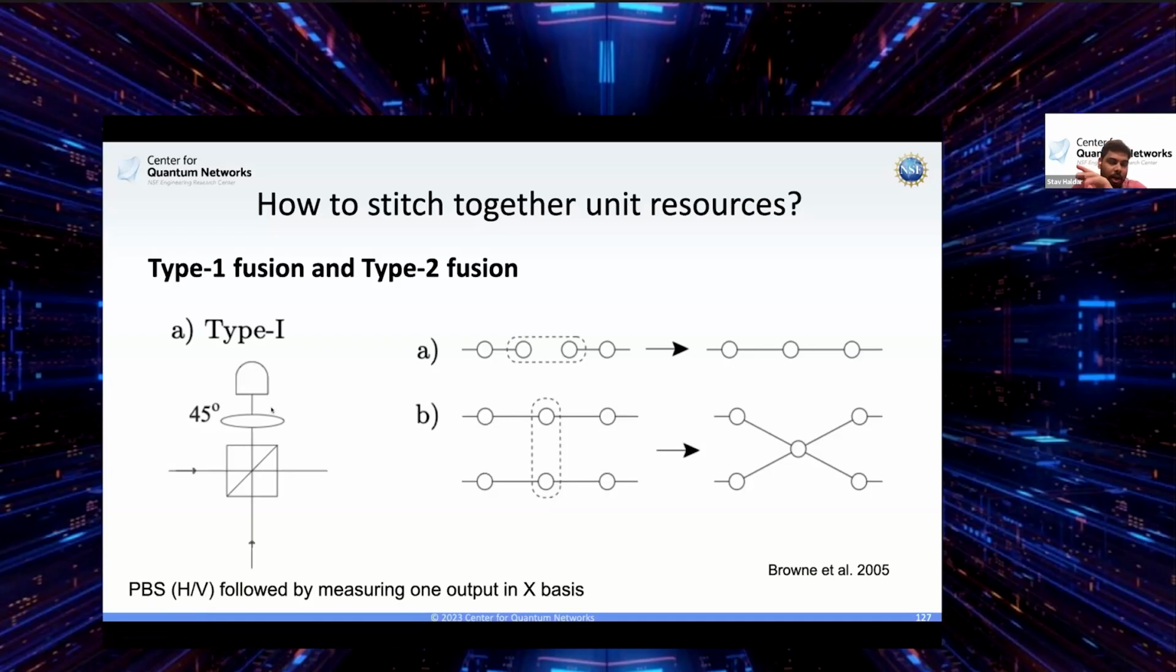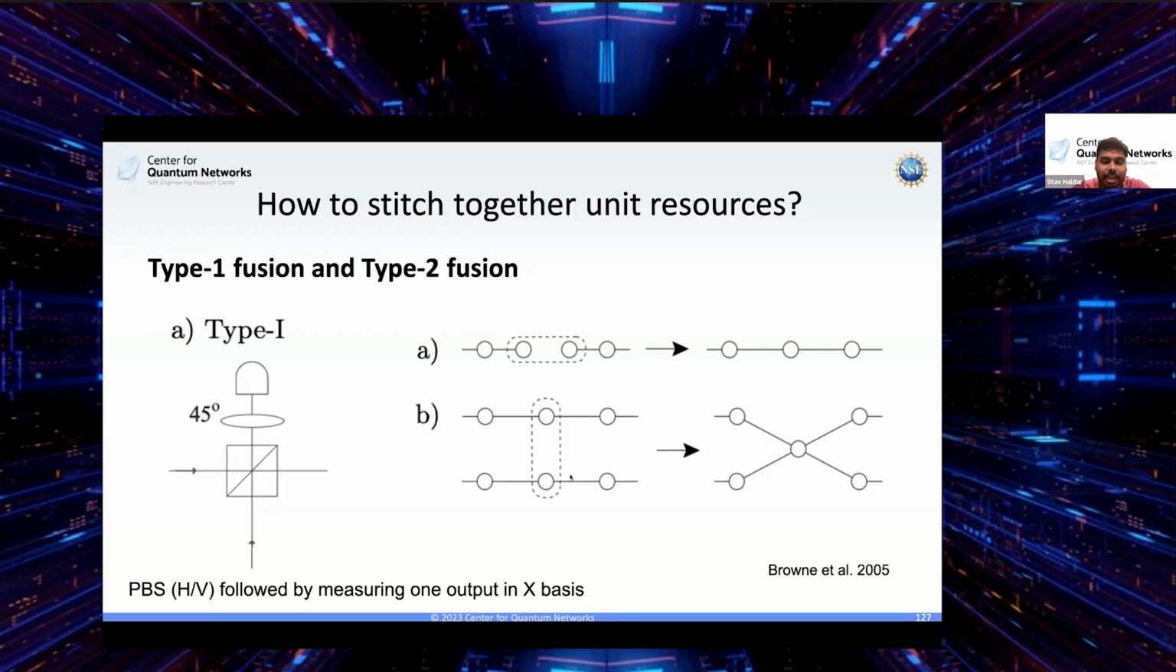If you get a particular kind of measurement outcome, then it turns out that you have successfully joined the two cluster states. As you can see from the figure, you did not do any measurement on one of the qubits. It was also completely lost. You kind of end up joining these two qubits together and you get a fused cluster state. So you get a longer cluster state, right? That's when things are successful.